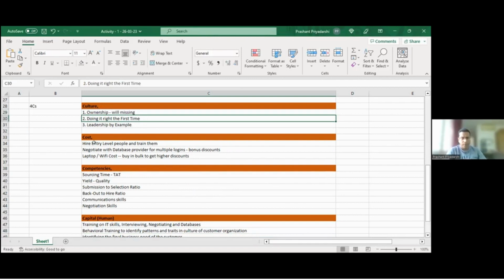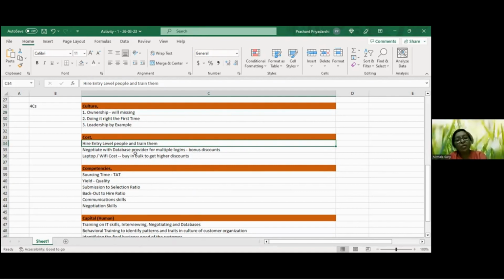Next, cost is higher, so hire entry level people and train them to control costs. Negotiate with database providers for multiple logins and bonus discounts, laptops and Wi-Fi, etc. Buy in bulk to get higher discounts. This is the minimum. Here there'll be a lot more technology, because you're reducing the headcount and mostly using a lot of technology, right?